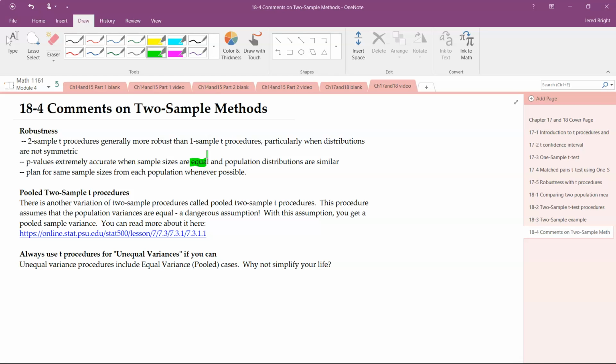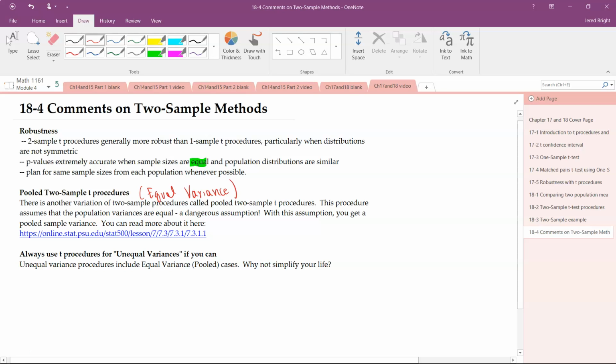Okay, and then your book mentions the pooled two sample t procedures. This is the case in Excel if you're using the data analysis toolpack that would use equal variances. Okay, equal variances is when you get a pooled test. And I'm not going to go too much into this, but this assumption works out very rarely in practice. So I would say avoid equal variances whenever possible.